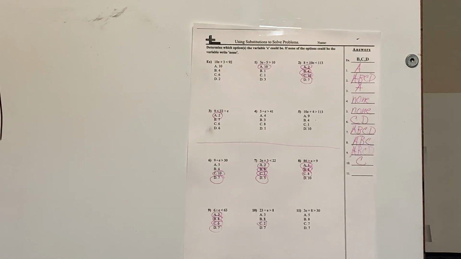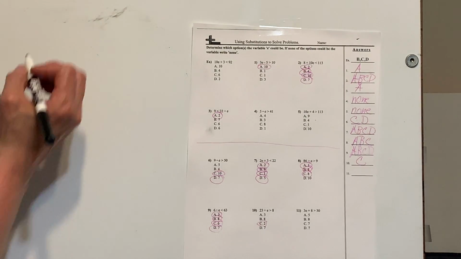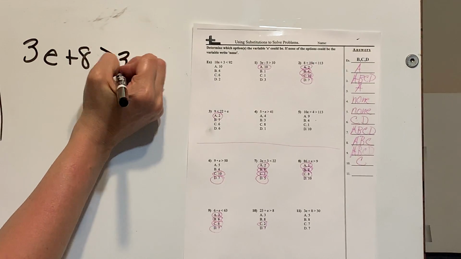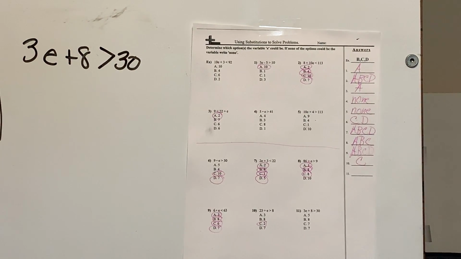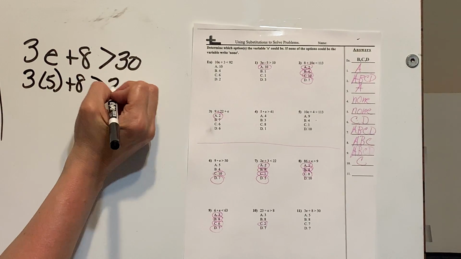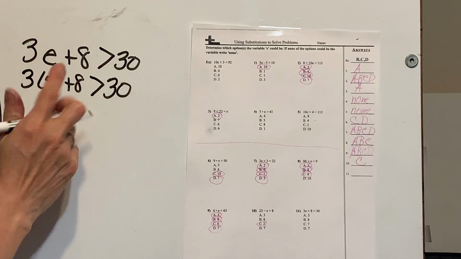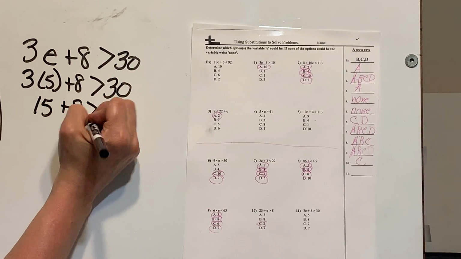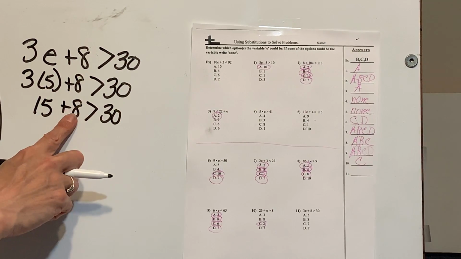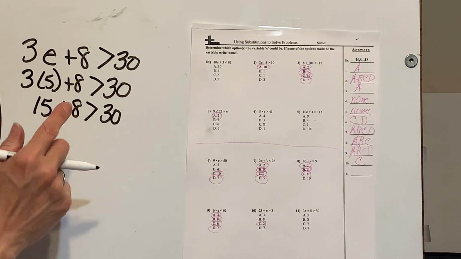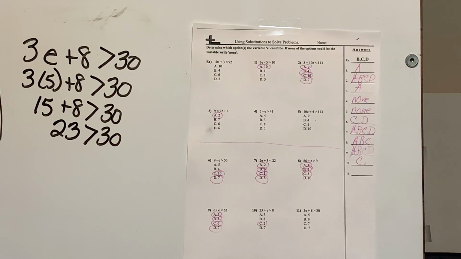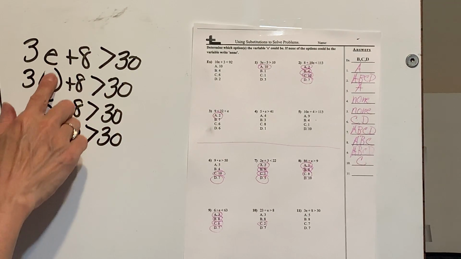All right. Number 11. So this is 3E plus 8 is greater than 30. All right, so the first number to plug in is 5. 3 times 5 plus 8 is greater than 30. 3 times 5 is 15 plus 8 is greater than 30. Well, 15 plus 8, if I take 5 out of here to make this 20, I'll have 3 left. So that would be 23 is greater than 30. No, it's not. So 5 does not work to give us a true statement.